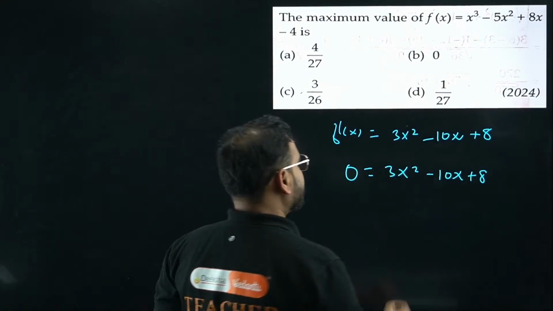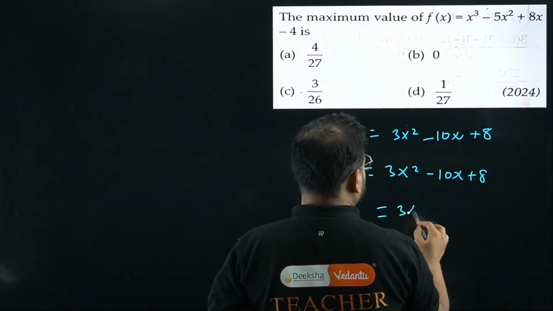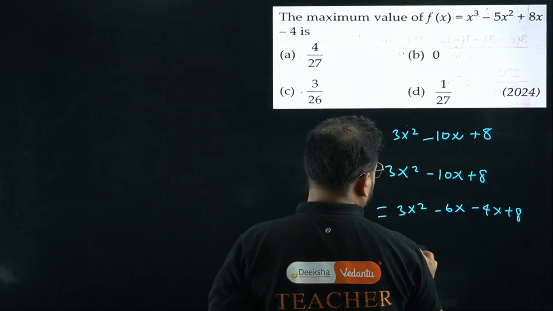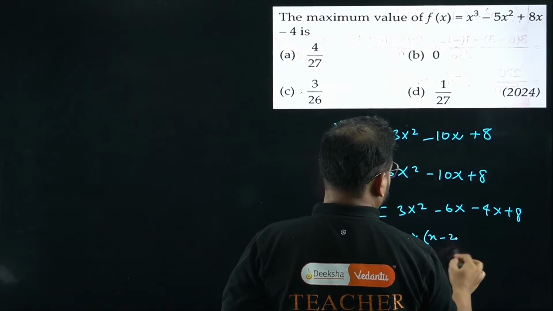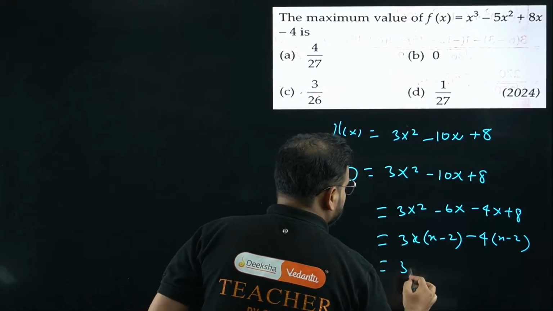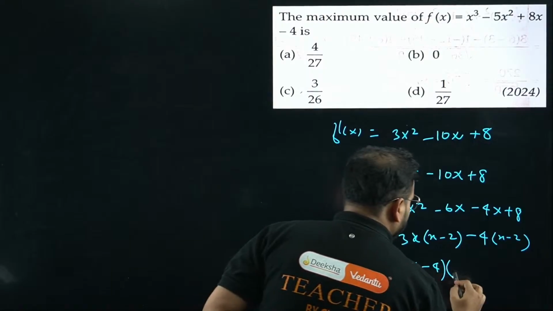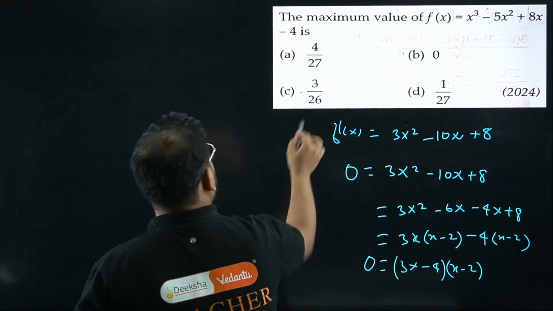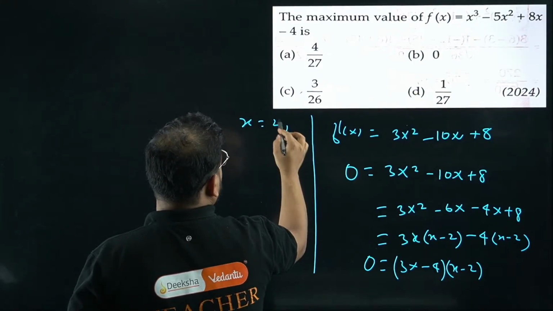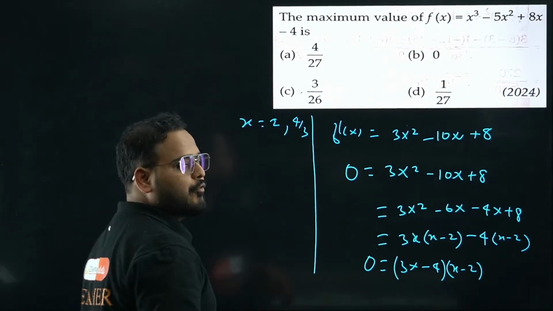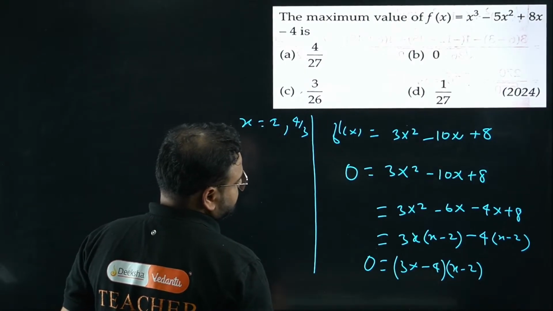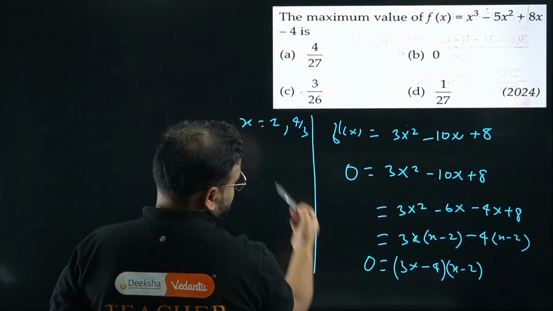Please check, 3x square minus 6x minus 4x plus 8. 3x is common, I get x minus 2. Minus 4 is common, I get x minus 2 again. Factors are 3x minus 4 and x minus 2. I'm getting the value of x as either 2 or 4 by 3.